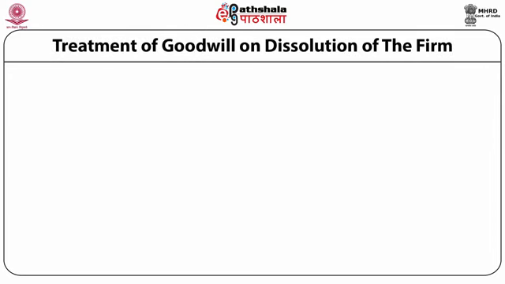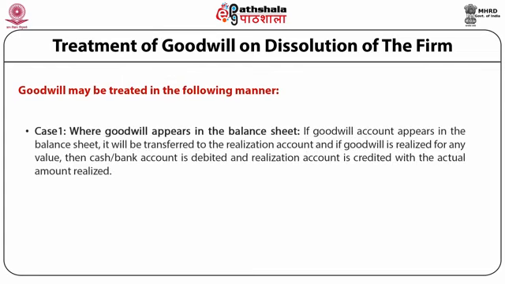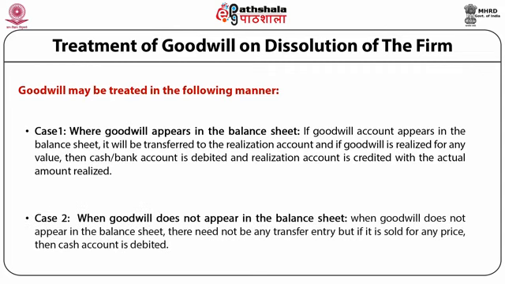Treatment of goodwill on dissolution of the firm. Goodwill may be treated in the following manner. Case 1. When goodwill appears in the balance sheet. If goodwill appears in the balance sheet, it will be transferred to the realization account, and if goodwill is realized for any value, then cash is debited and the realization account is credited with the actual amount. Case 2. When goodwill does not appear in the balance sheet, there need not be any transfer entry, but if it is sold for any price, then the cash account is debited.